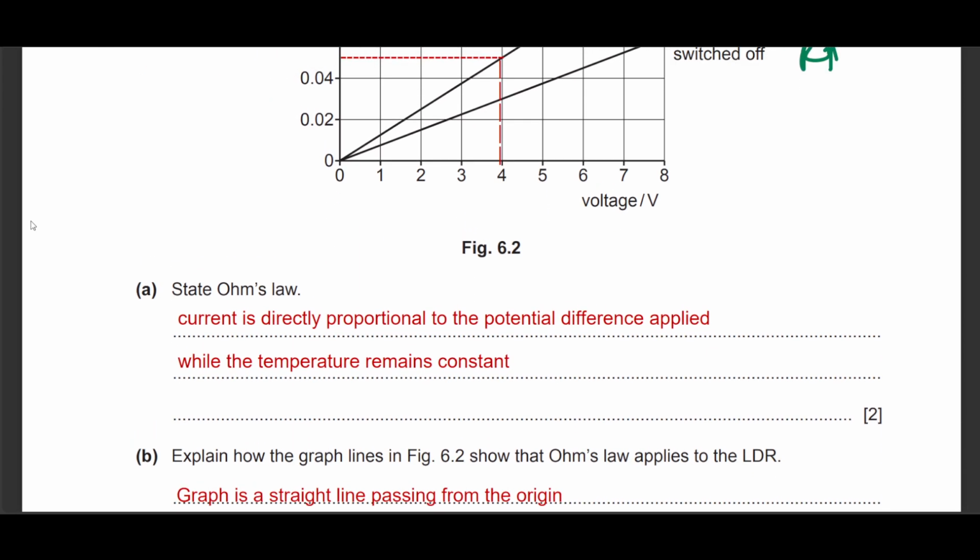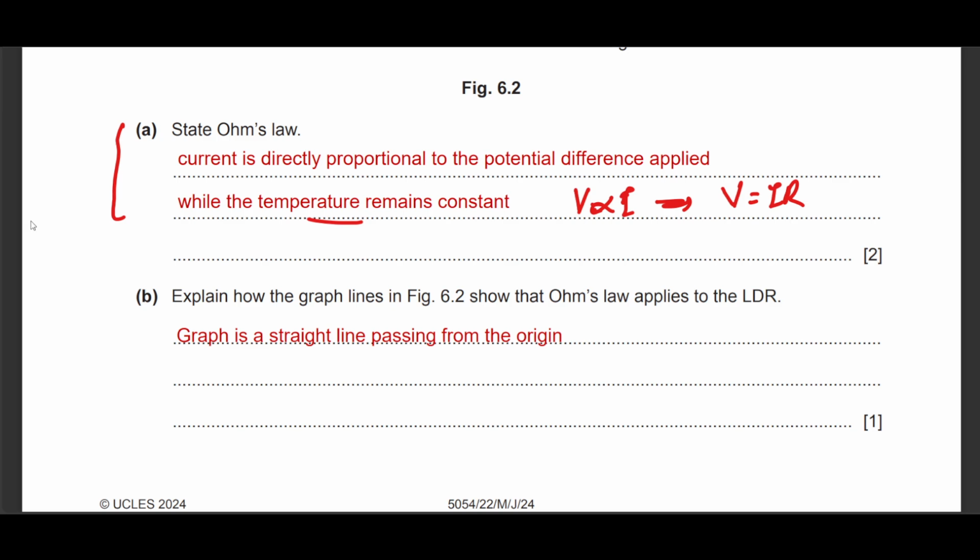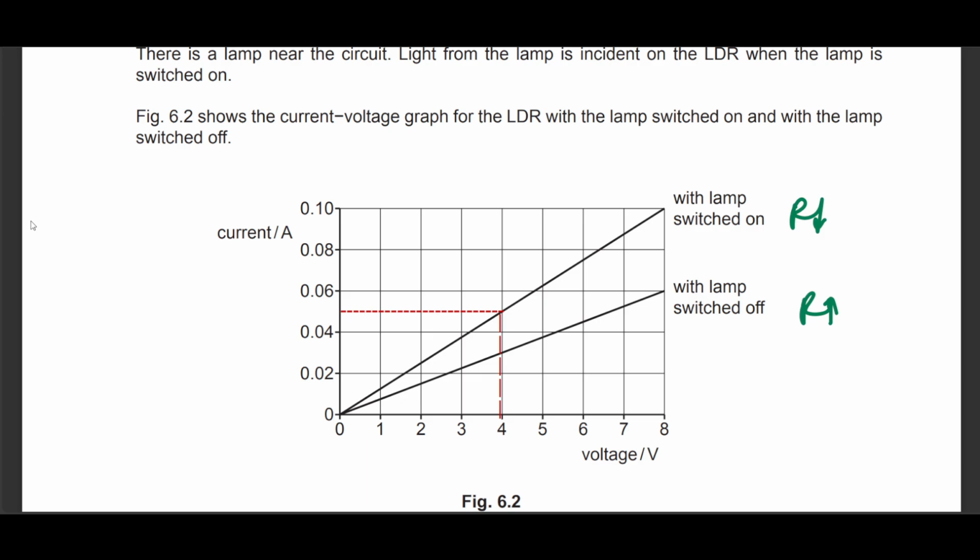So state Ohm's law again, a common definition: current is proportional to voltage while the temperature is constant, which gives us the equation V is proportional to I. Finally, V equals IR. Explain how the graph lines in figure 6.2 show that Ohm's law applies to the LDR. So Ohm's law, as we've done in class, is a VI characteristic, a straight line passing through the origin.